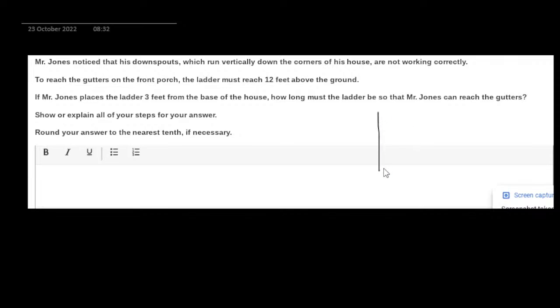So again, it's simple. This is 12 feet, and here the width is given as 3 feet. I need to find the length of the ladder. That means this ladder I have to calculate. So this is x. Again we use the Pythagoras theorem. x square is 12 square plus 3 square, so 144 plus 9, which is 153. So therefore x will be square root of 153.